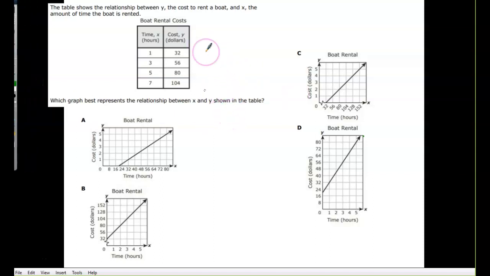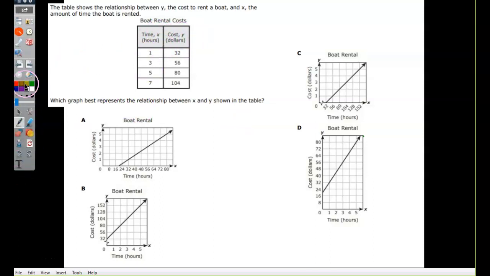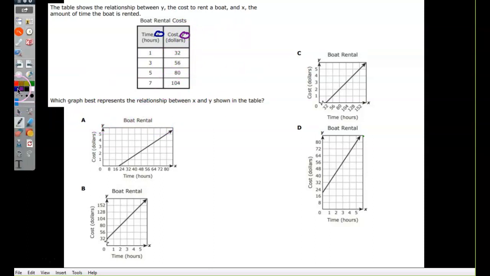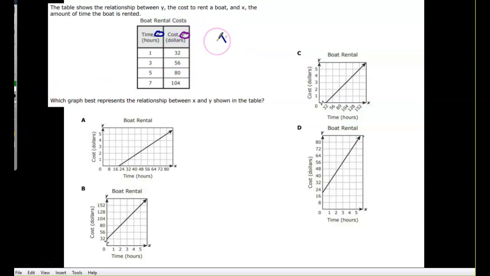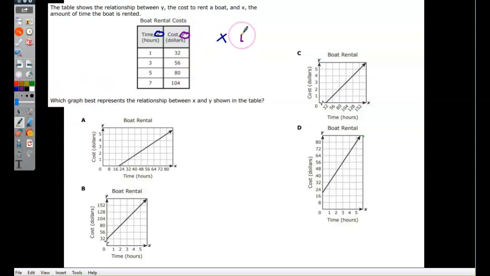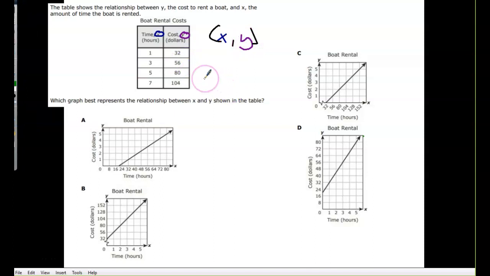Number 4. Oh, this one's really cool. I love it. When they give me tables and graphs, I know straight up I really don't have a whole lot of reading to do because I have time and cost. It straight up tells me I have time of x and cost of y. So I can go on ahead and plot these. Now, remember, it is very, very important that you remember x, comma, y. That is the order they are read in. X goes left and right, y goes up and down.